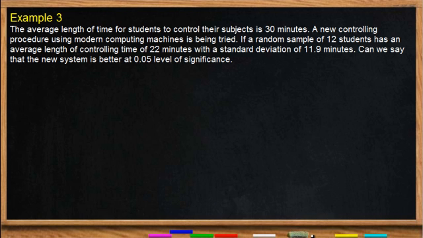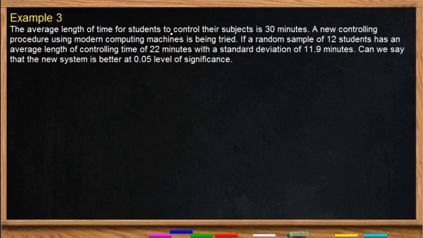The average length of time for students to control their subjects is 30 minutes. A new controlling procedure using modern computing machines is being tried. If a random sample of 12 students has an average length of controlling time of 22 minutes, with a standard deviation of 11.9 minutes, can we say that the new system is better at 0.05 level of significance?